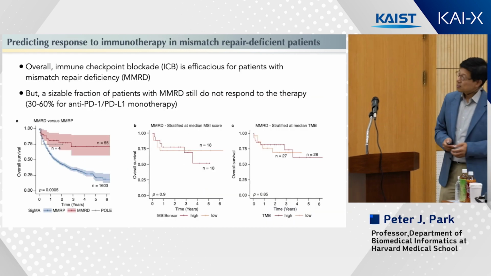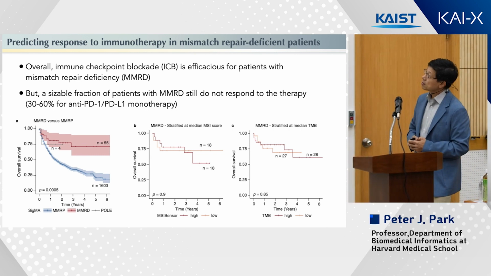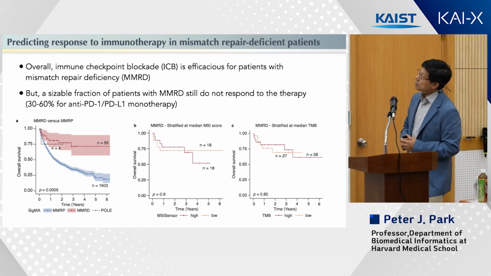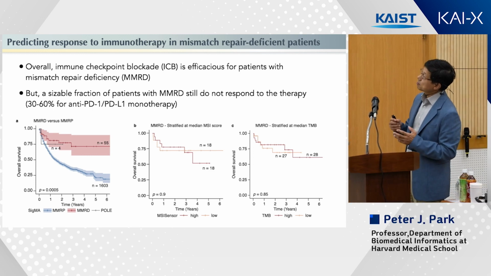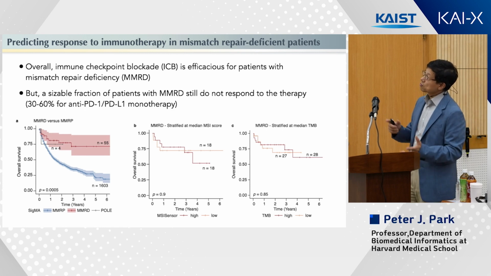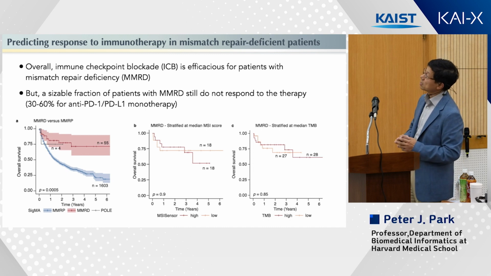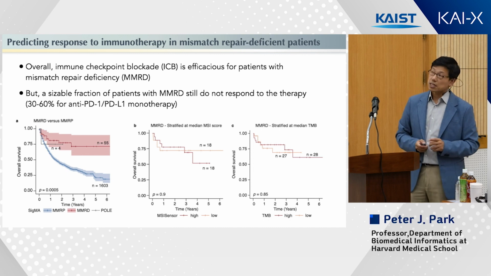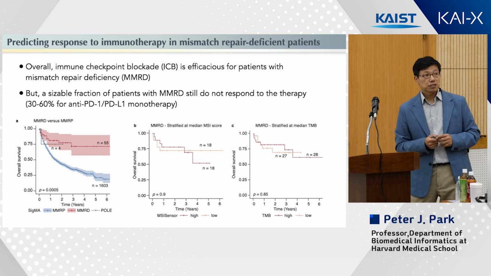Okay, let me tell you a couple other examples of signature analysis. The latest of our methods development work related to this, I will describe in the last part of the talk, if we have time. But I want to give you just a couple other examples. Predicting response to immunotherapy in mismatch repair deficient cases.